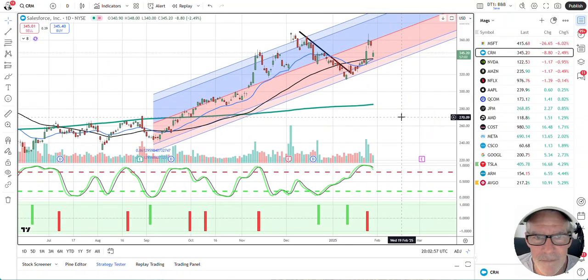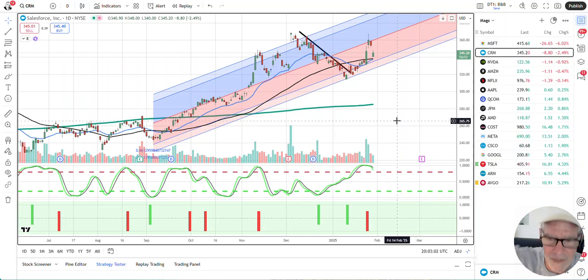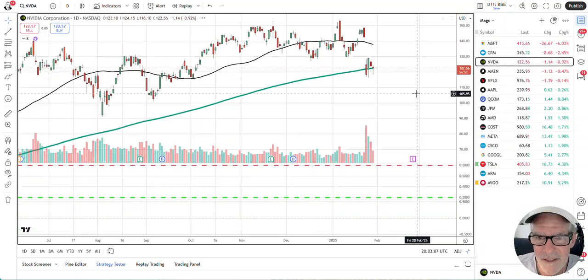Here's CRM. I don't really like this chart. If you go up on a breakout and then you come right back down again to near where it started, not a good thing.